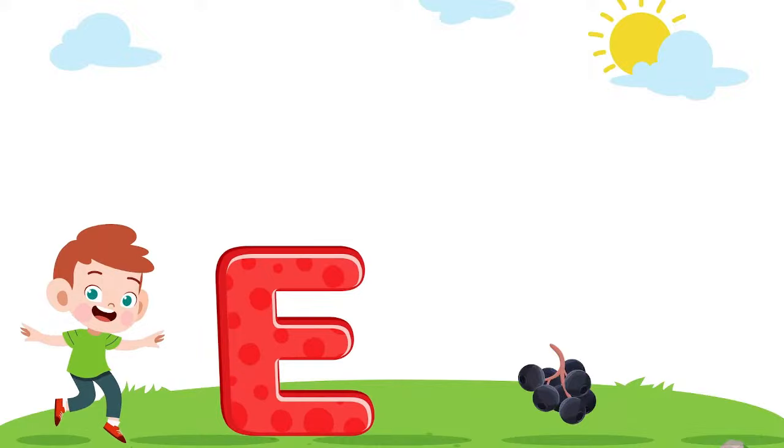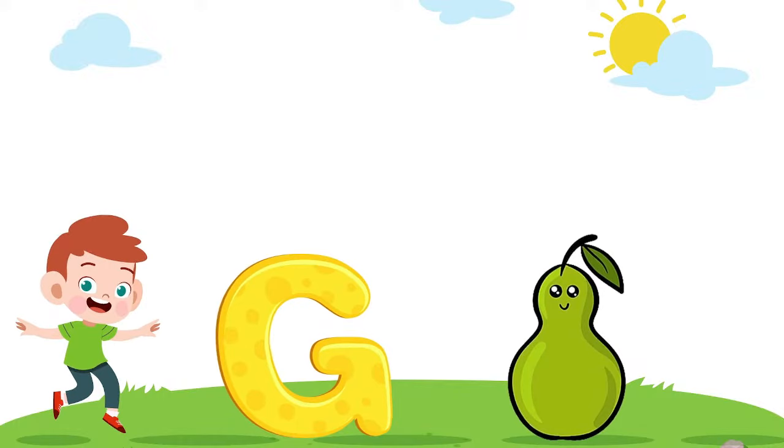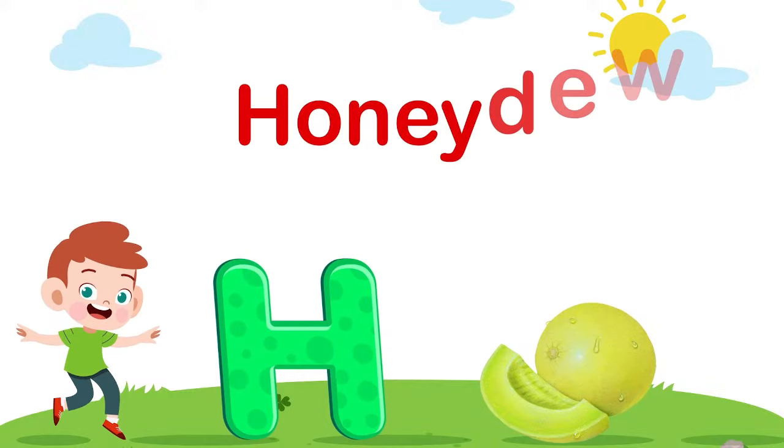E is for elderberry. F is for figs. G is for guava. H is for honeydew.